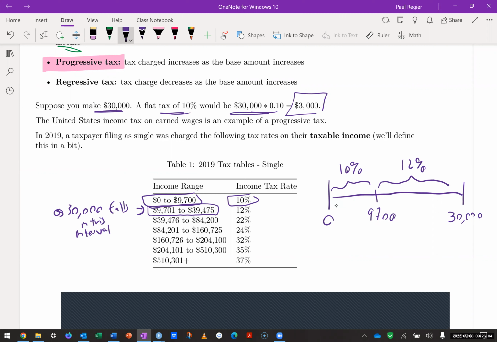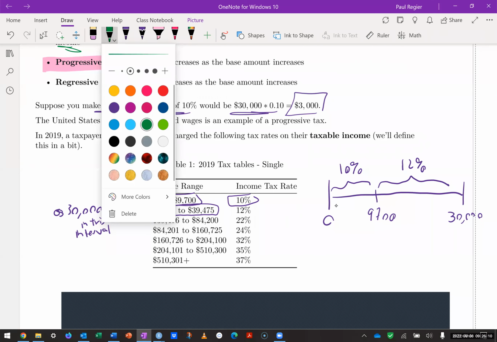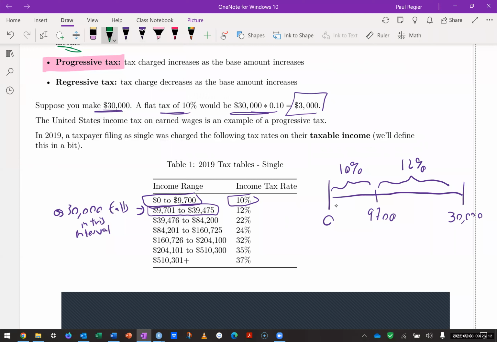So now we have the tools to calculate what we're paying. I'll do the 10% bracket in green. So this portion of income is charged 10%. We can treat that like a flat tax on the full $9,700. So that's 10% we pay on that. That's $970 in taxes we pay on that portion of income.